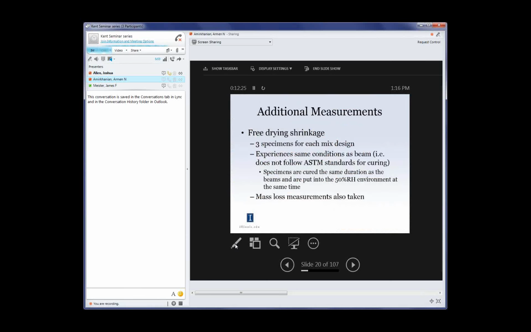We also cast some free drying shrinkage specimens, 3 for each mix. We cast using the geometry and tested using the method provided in the ASTM standard, but these were cured in the same manner as their companion beams. We didn't want to cure them according to ASTM because it requires a 28-day cure. We wanted to see how the drying behavior is changed along with the different lightweight contents and curing durations. And we also measured mass loss.